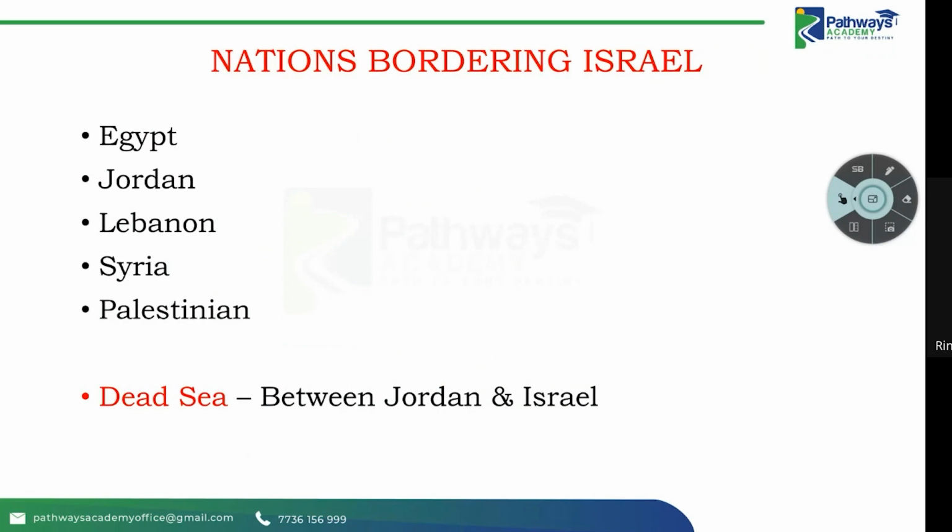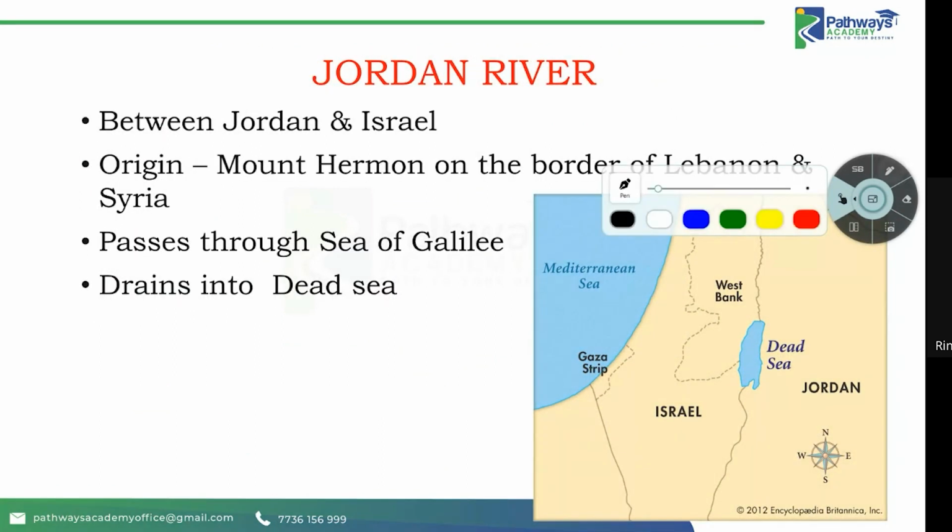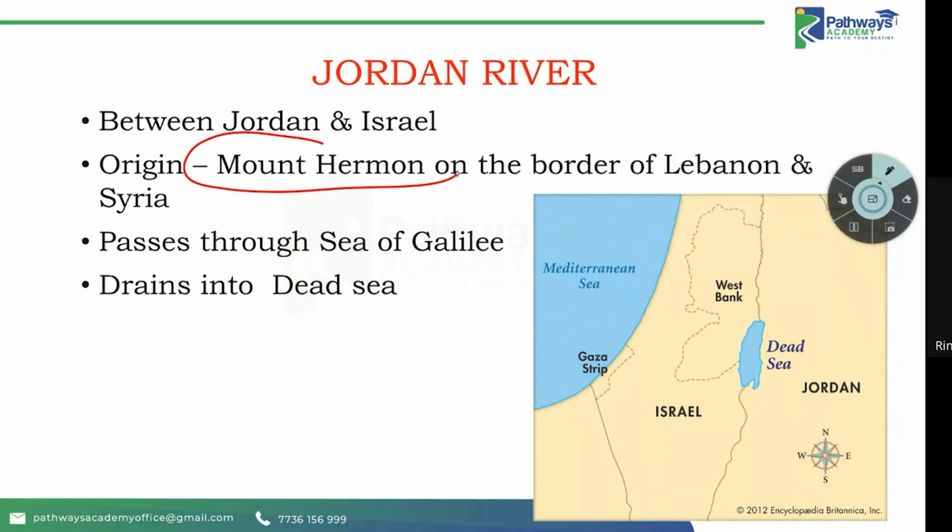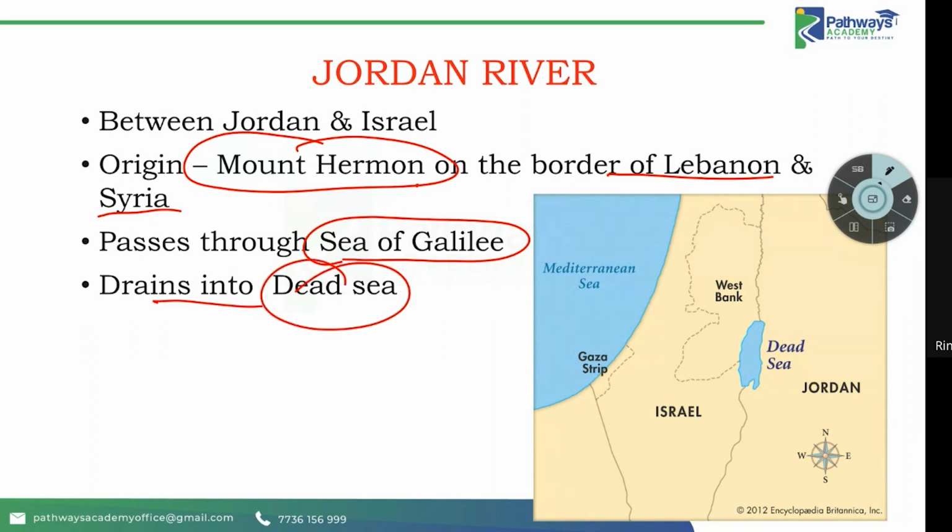The Jordan River, you can see, originates from Mount Hermon on the border of Lebanon and Syria. The Jordan River originates from Mount Hermon. It is on the border between Lebanon and Syria. It passes through the Sea of Galilee and finally it drains into the Dead Sea. It drains into the Dead Sea.